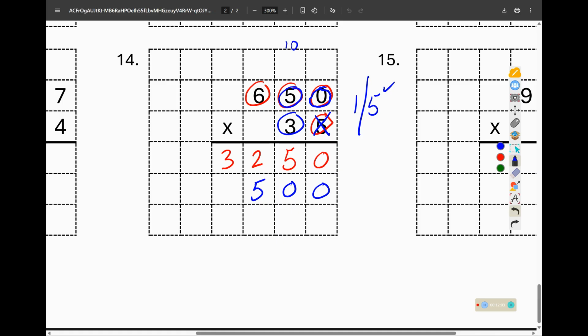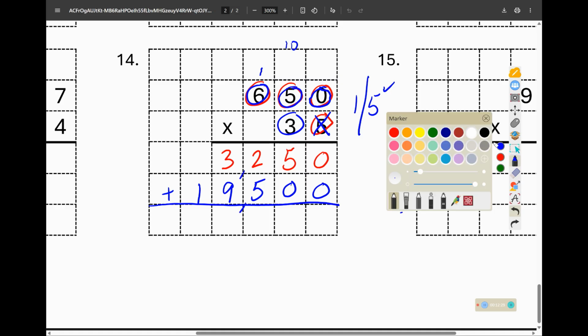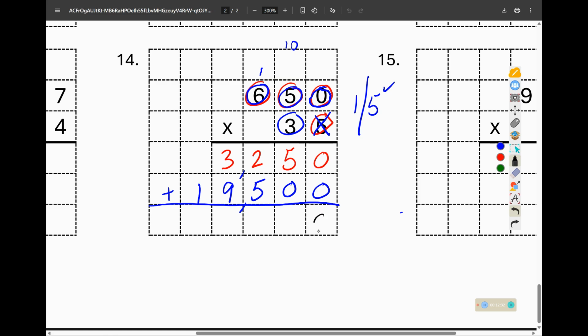The 1, what did I just multiply? I multiplied 5. So I need to put the 1 to the left of what I just multiplied. 3 times 6 is 18, plus 1 is 19. Now adding: plus 0, 5 plus 0, 5 plus 2 is 7, and 9 plus 3 is 12, 1 plus 1 is 2. 22,750.